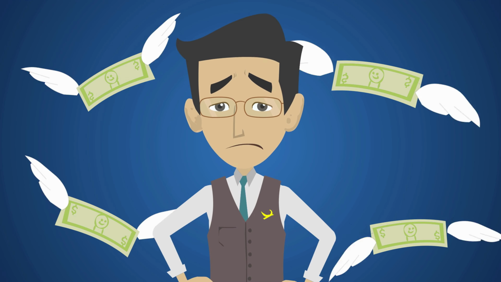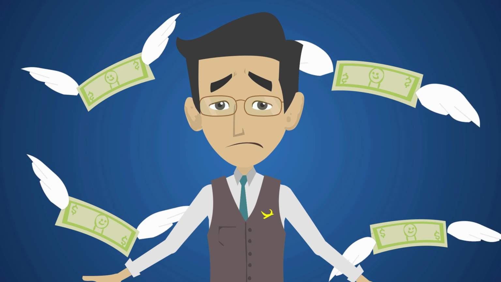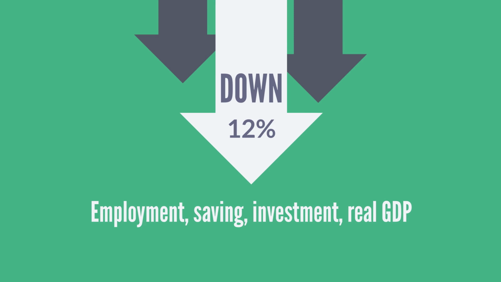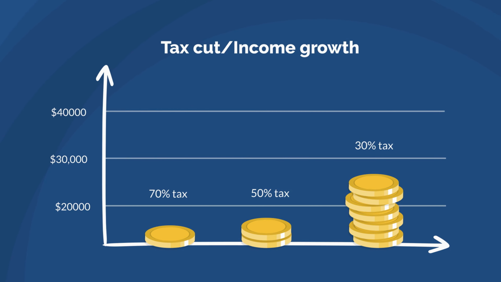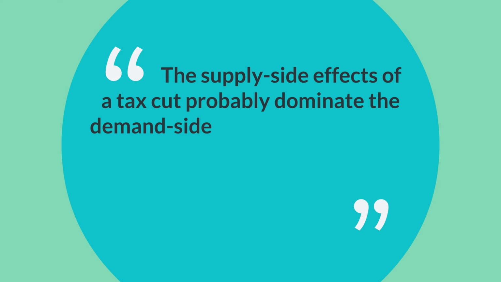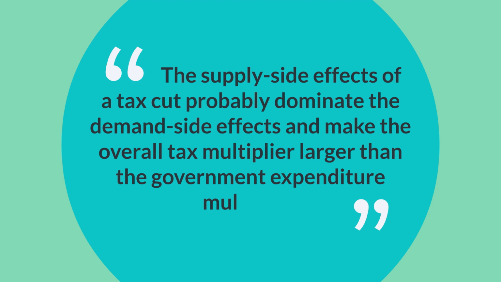As previously explained, taxes drive a wedge between the cost of labor and take-home pay, as well as between the cost of borrowing and the return on lending. Taxes decrease employment, saving, investment, real GDP, as well as its growth rate. A tax cut reduces these negative effects, increases real GDP and its growth rate. The supply side effects of a tax cut probably dominate the demand side effects and make the overall tax multiplier larger than the government expenditure multiplier.